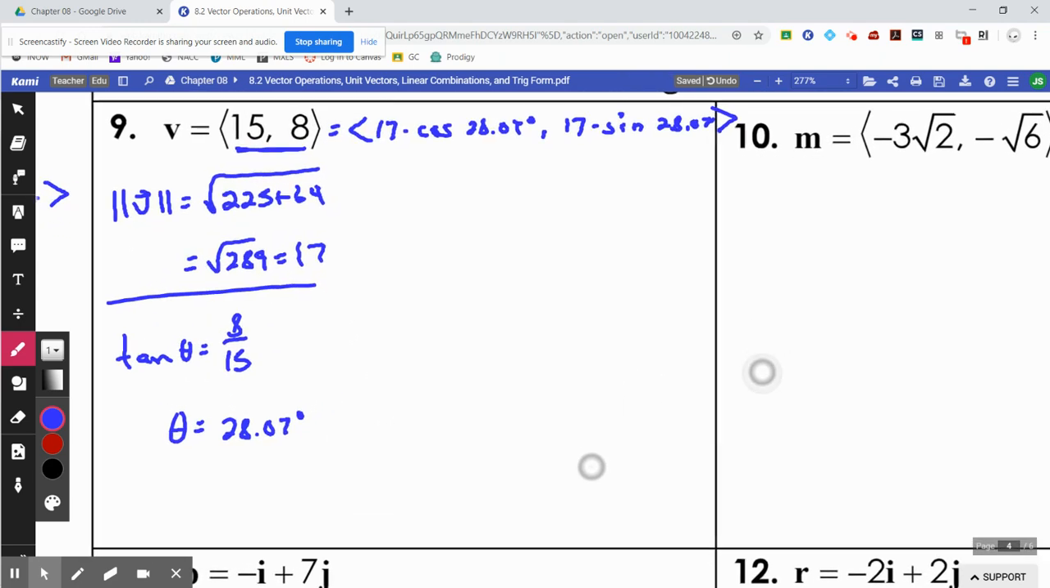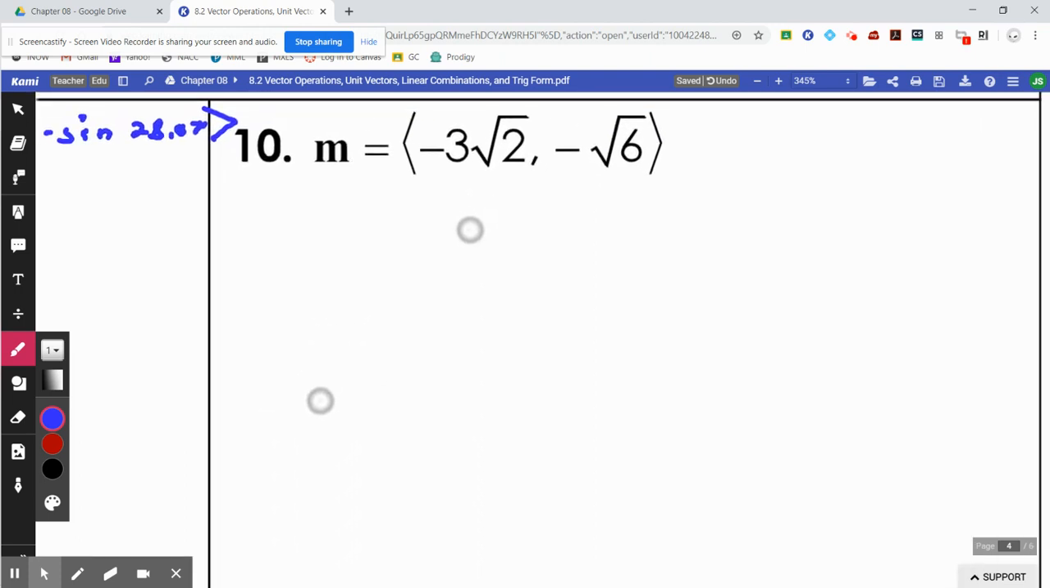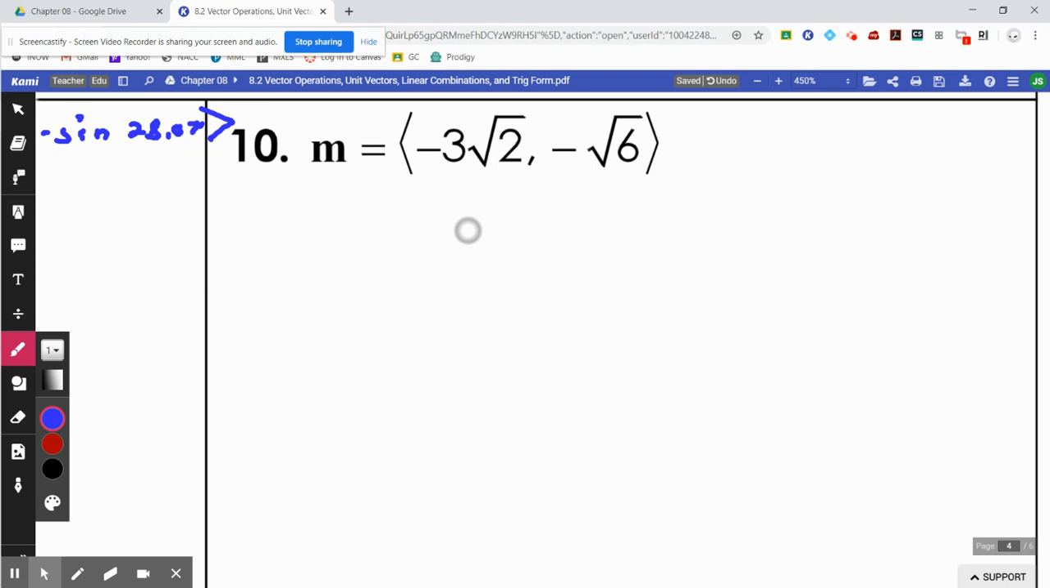Let me zoom in a little bit more, and let's do it again. First off, let's find the magnitude. There we go, so we can see it really good. The magnitude of vector m is going to be the square root of a squared, that'll be 9 times 2, which is 18, plus b squared, which is 6, that's going to be the square root of 24. That splits into square root of 4 times the square root of 6, so 2 root 6.